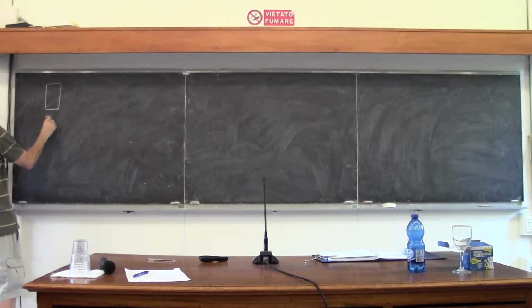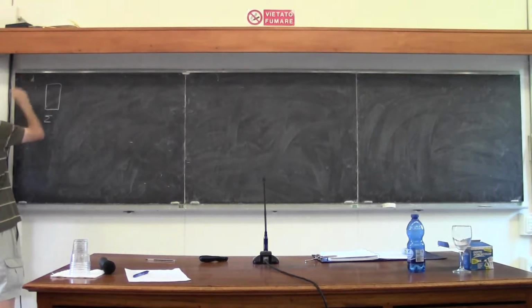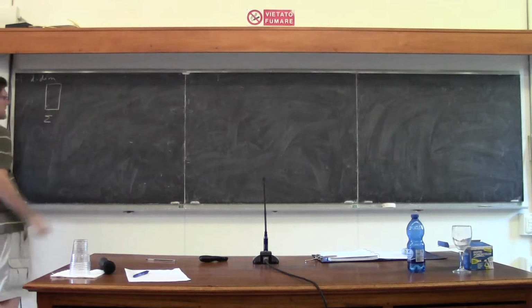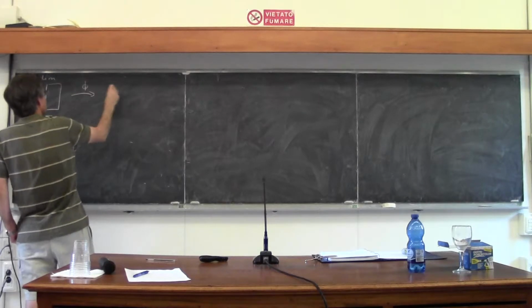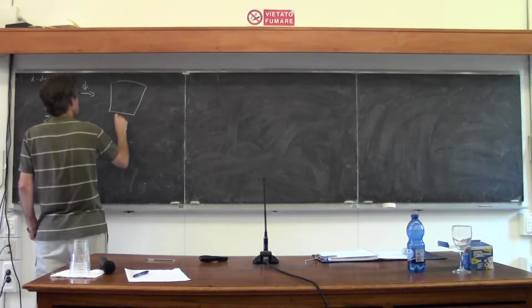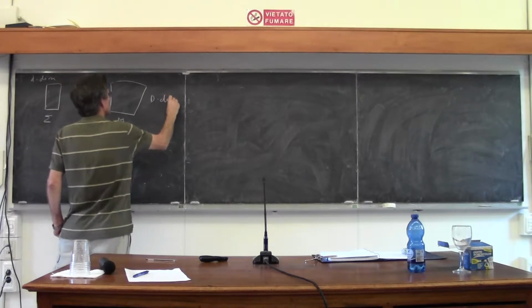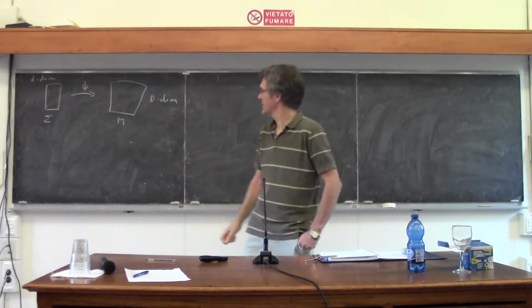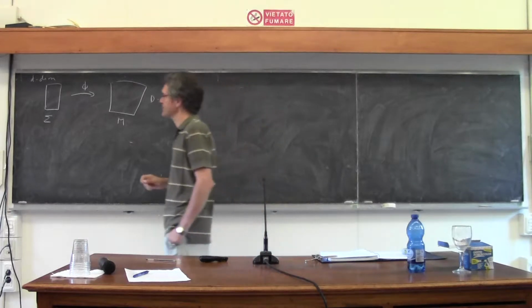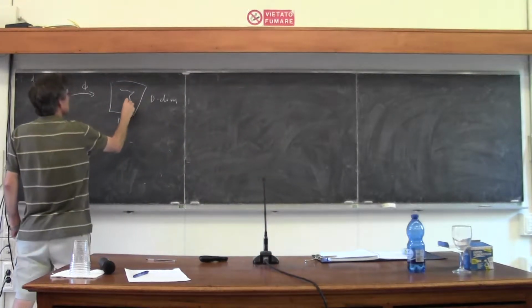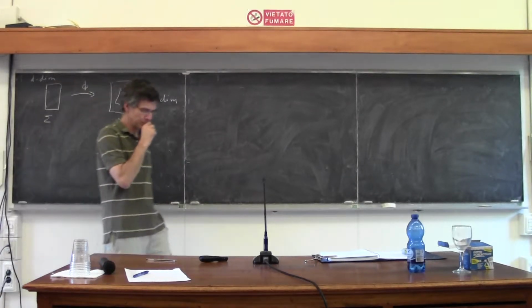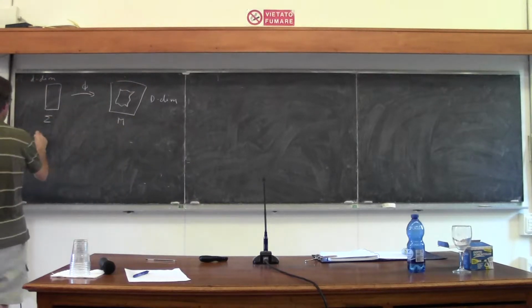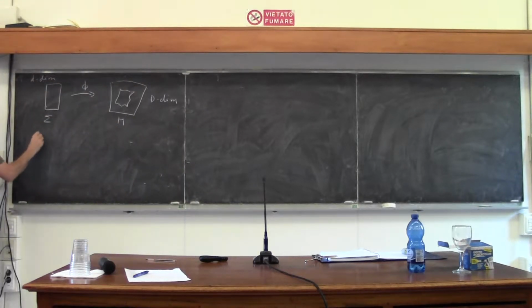We have a small d-dimensional manifold sigma that is mapped into a big D-dimensional manifold M. And today, I'll mostly be interested in little d being 2.